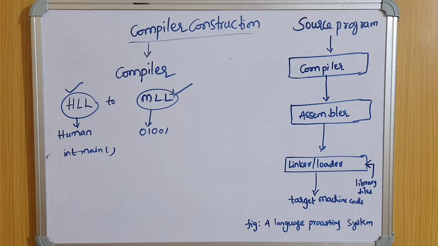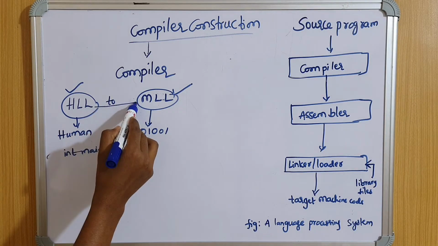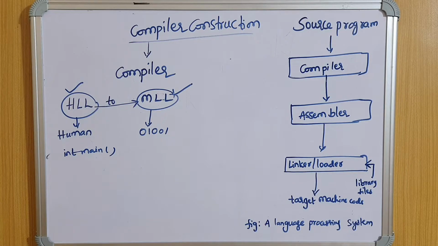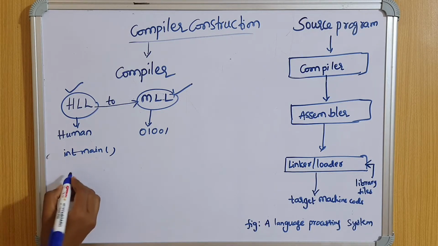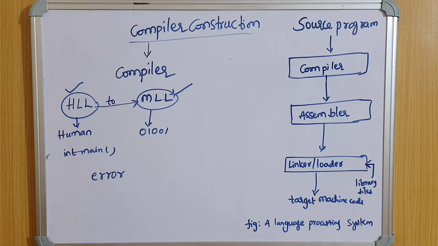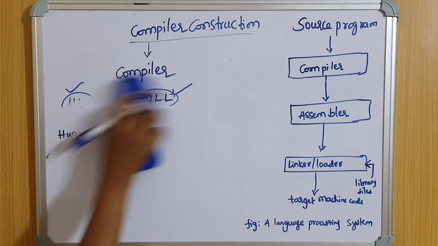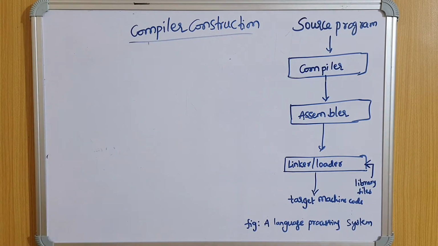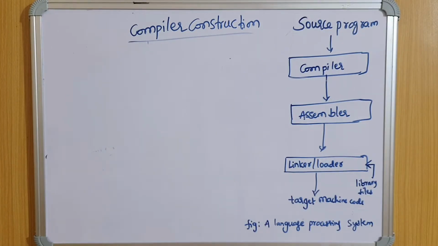So what is a compiler? A compiler will translate the high level language to machine level language. It will also show us errors. We compile and run the program whenever we want the output of any particular program. See here, this figure tells about a language processing system. How is the language processed in the system? What is the first step? The source program will enter into the compiler.